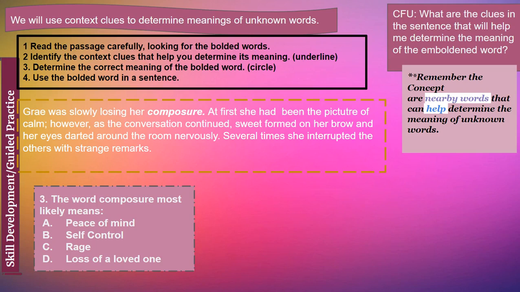So if I'm a calm person, if I'm calm and I'm having a conversation, I know it's not D. I know it's not C. So I'm torn between peace of mind and self-control. I see nervously. So I'm going to look at all of the words. I see nervously. She interrupted others. So I guess when you interrupt someone with strange remarks, you could be losing self-control. Very, very good. And that's what we do. We take our time and we make connections to these words, okay?